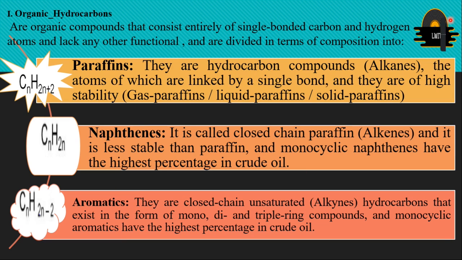The third type is aromatics. They are closed chain unsaturated hydrocarbons found in the form of monocyclic, double or triple ring compounds as well. Monocyclic forms the largest proportion of aromatics in crude oil, and their percentage increases in the light section. Double rings are concentrated in the middle section of kerosene. Triple rings have the highest boiling point and are concentrated in the heavy section.